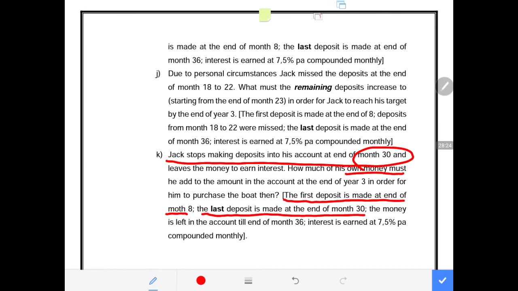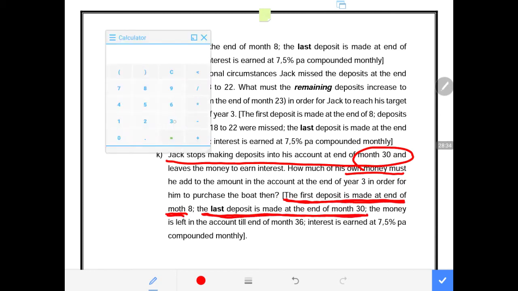So now the statement says the first payment is at the end of month 8 and the last payment at the end of month 30. Then how many payments is Jack going to make? It will be 30 minus 7. That means Jack will make 23 payments.